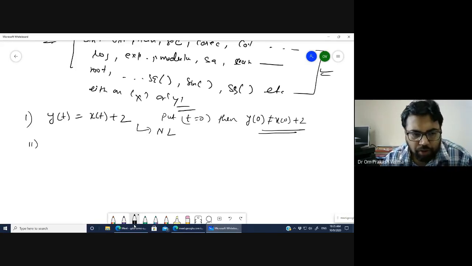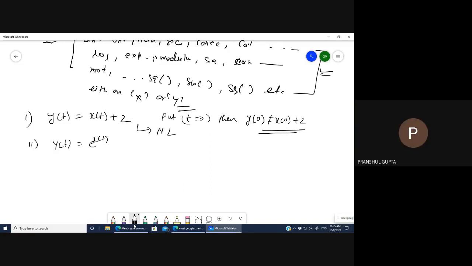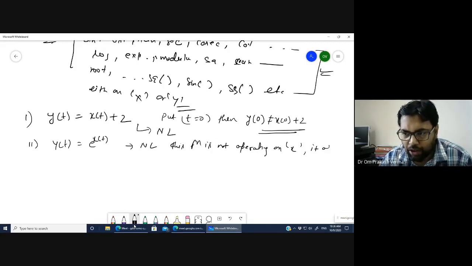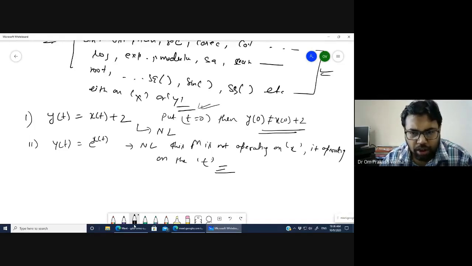Second example is y(t) = e to the power x(t). Tell me, what is the characteristic of this system? Non-linear, because this function, e to the power x(t), is not operating on x. It is a very important line: it is operating on t. Where should it operate? On x and y. Yes. So therefore, it is a non-linear function.